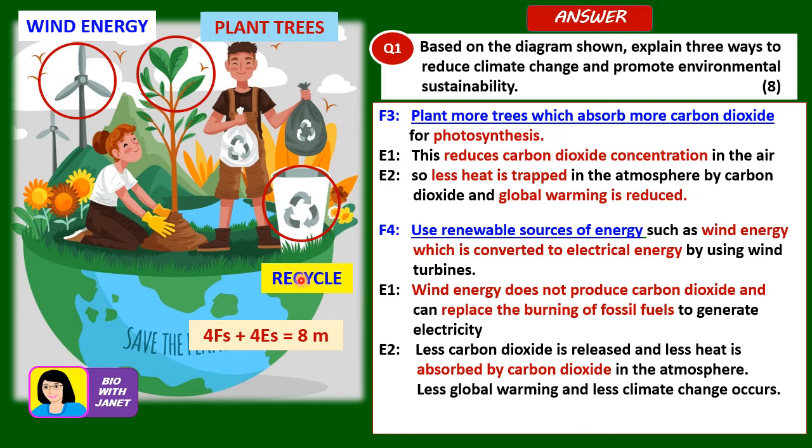So with that, you have already explained the three F's, and you have also elaborated on them. So 3 F's plus 3 E's, and then plus the first F for the cause of climate change. So altogether you have 4 F's plus 4 E's, okay, equals to 8 marks. So that way you have written an essay answer that is good and also excellent and able to help you obtain the full marks.